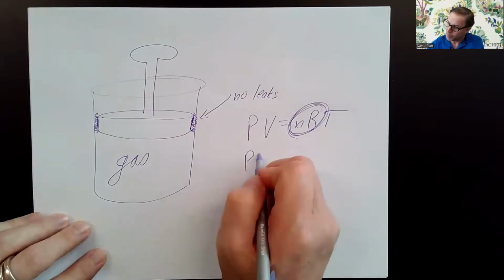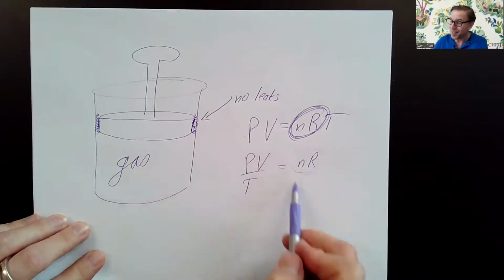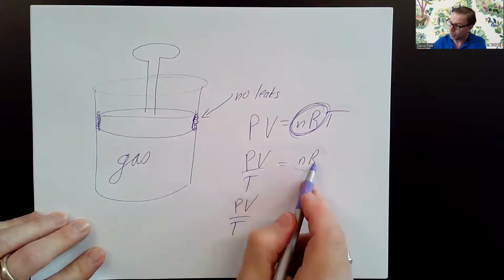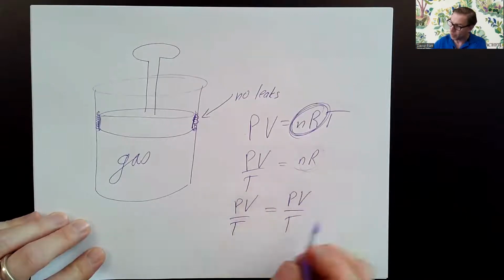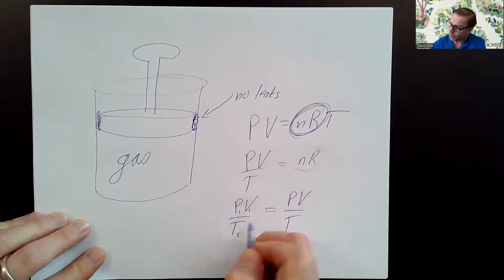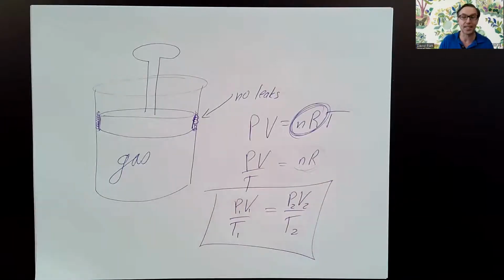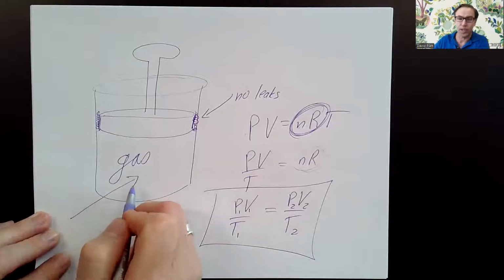So sometimes we write PV over T equals nR. But since this is constant, then PV over T at the beginning equals nR, and PV over T at the end equals nR. So I write 1, 1, 1, and 2, 2, 2. We use this equation a lot in this chapter as we move things around. So that's one thing to think about. Another thing to think about is the total energy of this gas.